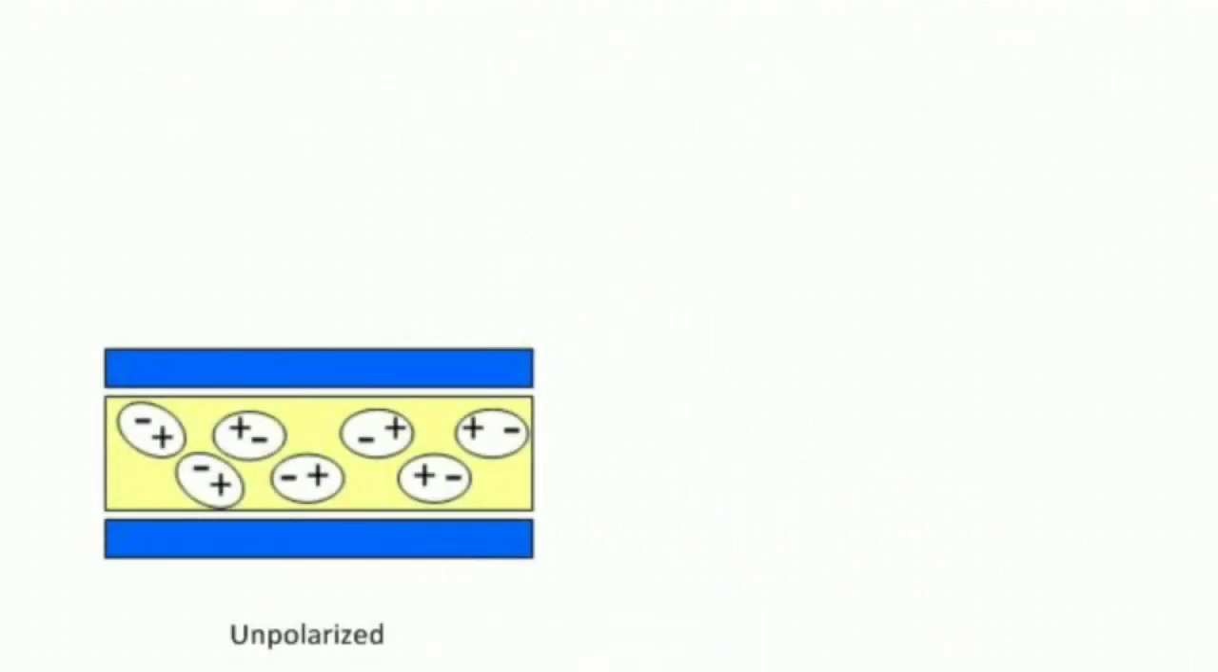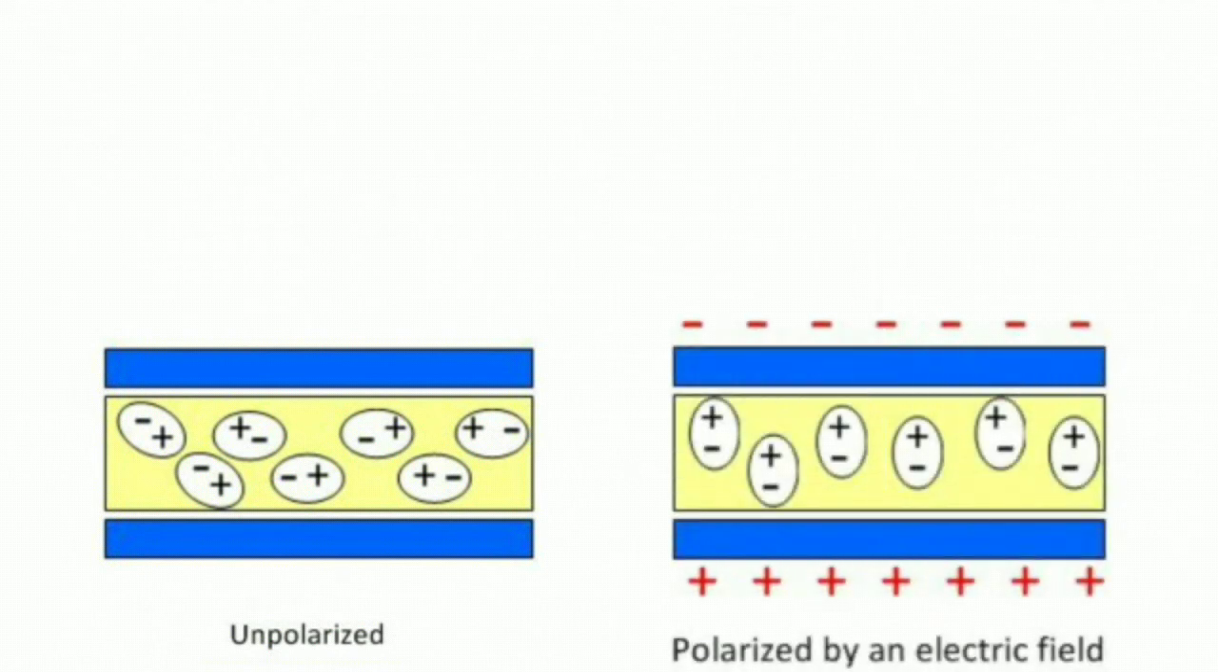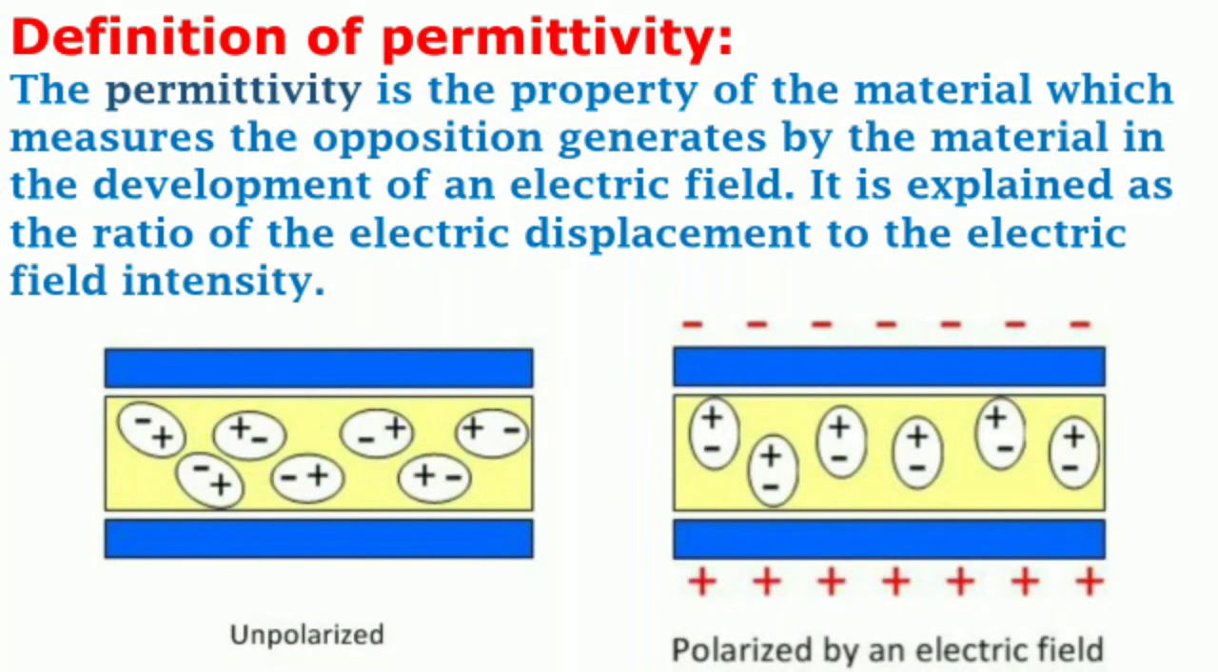So here we have the definition of permittivity. Basically, permittivity is the property of the material which measures the opposition generated by the material in the development of an electric field. It is explained as the ratio of electric displacement to the electric field intensity. This is the definition of permittivity that we have studied in electrostatics.